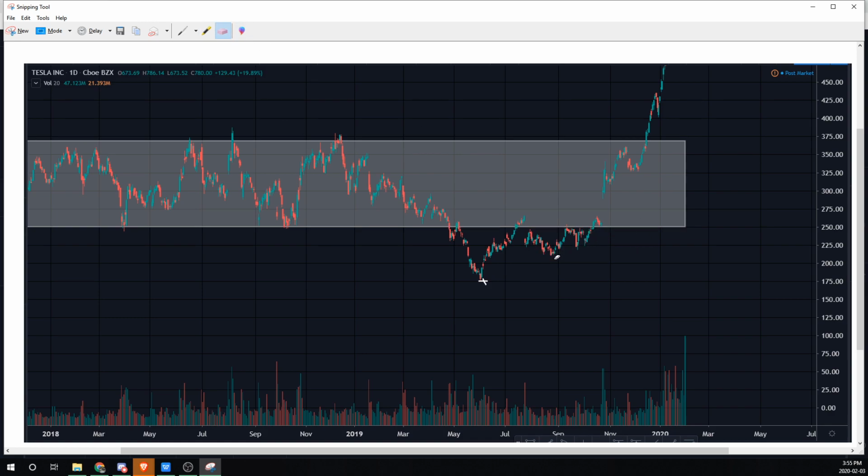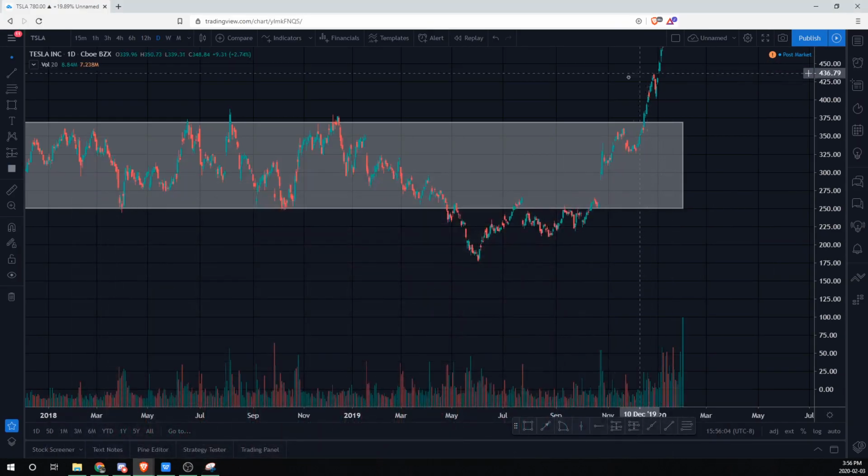Once that gets retested and validated as a new level of resistance, then we look to short. But we didn't see that, so theoretically, we wouldn't have shorted at this point in time.